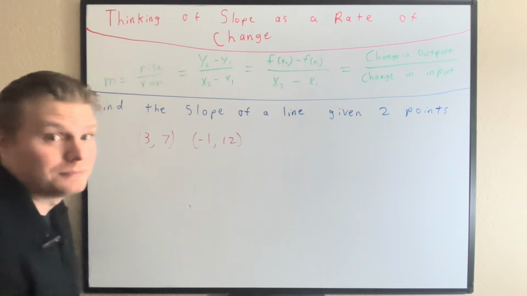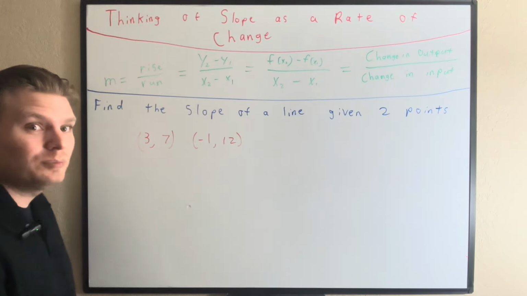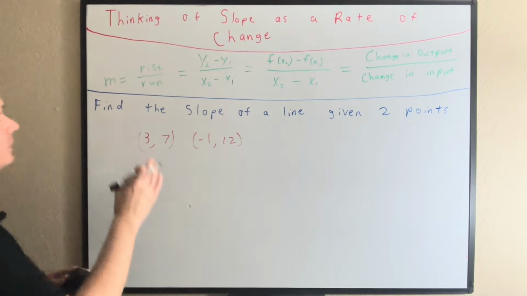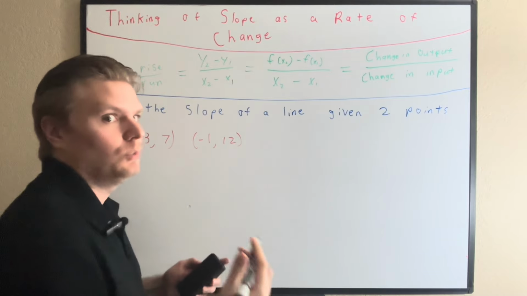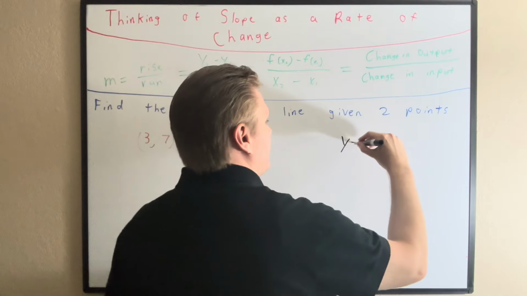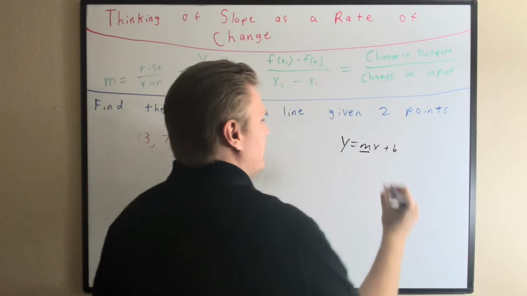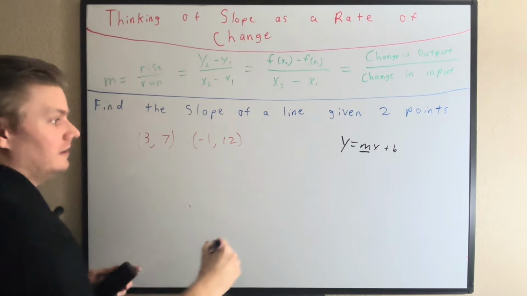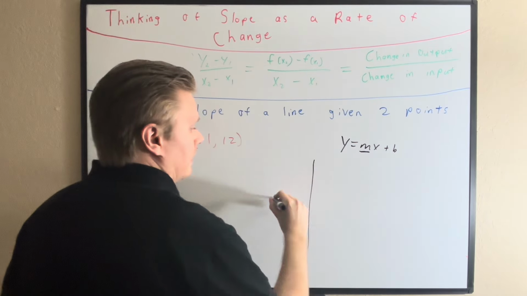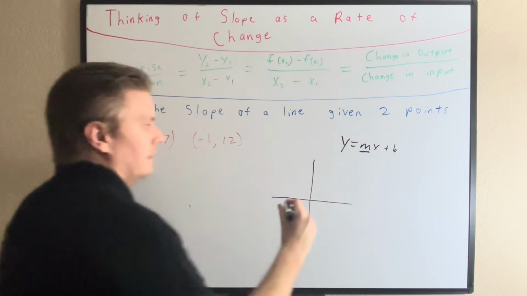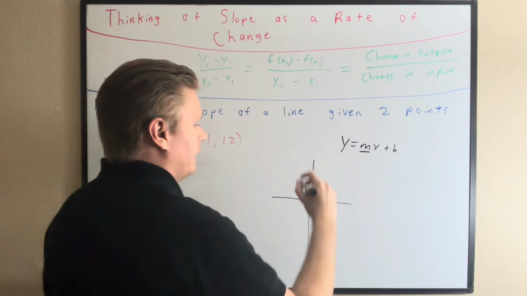Hi, in this video, I'm going to go over thinking of slope as a rate of change. Now, you know slope is m, as in y equals mx plus b, right? And you think of that, or you're told that the slope is the rise over the run.